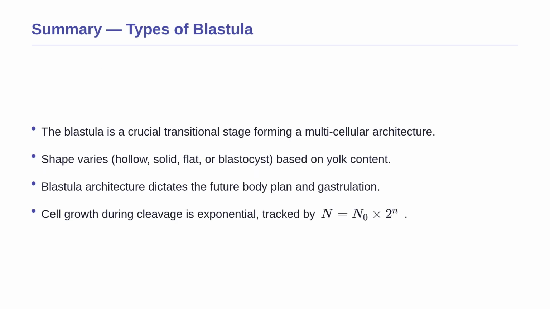We have covered a lot of ground today, so let us review the key takeaways. First, the blastula is a crucial transitional stage that transforms a single-celled zygote into a complex, multicellular architecture. Second, we learned that this shape is not universal. Whether it is a hollow coeloblastula, a solid stereoblastula, a flat discoblastula, or a mammalian blastocyst, the structure is perfectly adapted to the organism's yolk content and evolutionary needs.